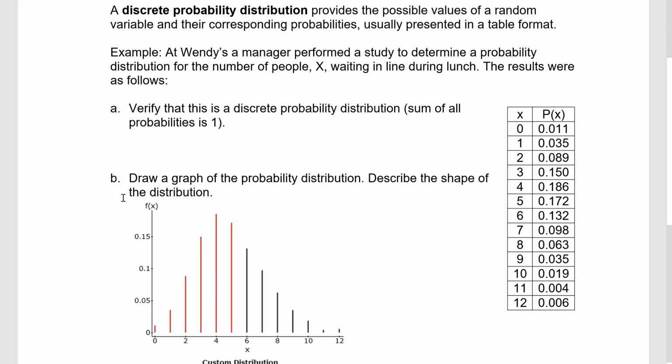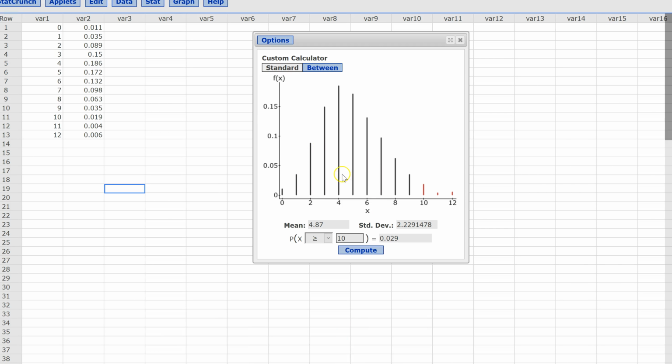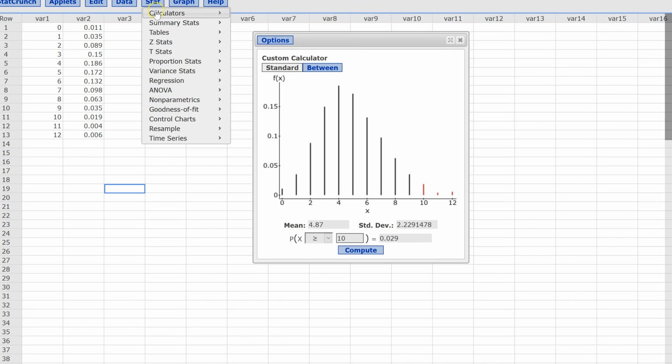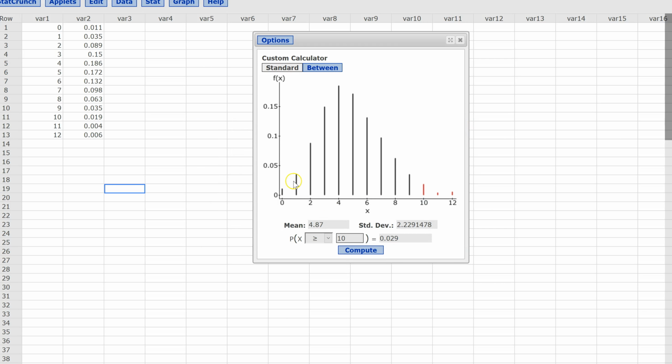It says, draw a graph of the probability distribution. Describe the shape of the distribution. So I have already provided this graph, and I obtained it by taking the data from the table and pasting it into StatCrunch. In StatCrunch, I obtained this picture by going to Statistics, Calculators, and Custom. And then I told it that the discrete variable was in the first column, and the probabilities were in the second column. And then I hit Compute. So here I can see that I have a distribution that's fairly symmetric, but it is right-tailed. So I would say that I have a right-tailed graph that is fairly symmetric.